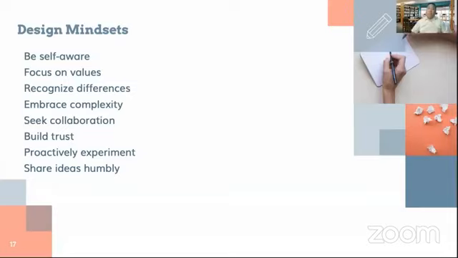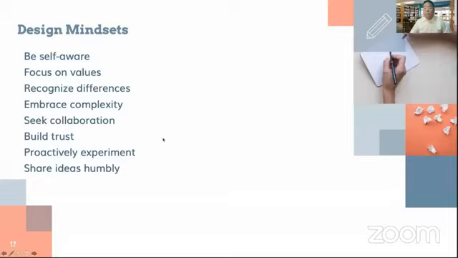It is also very essential for our learners to be collaborative in nature, to build trust with each other and to the people they work with, to proactively experiment and find ways on how to develop better solutions, and to share ideas, of course, in a humble manner, receptive to criticism, of course, constructive dapat, and receptive as well to building their idea being built upon.